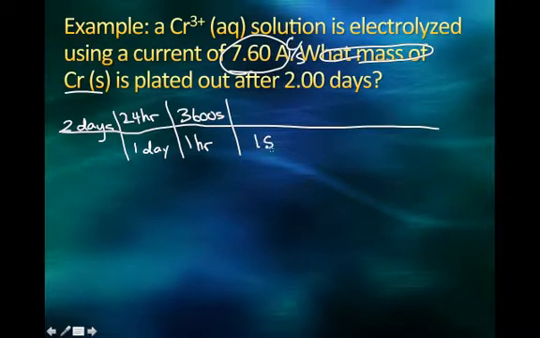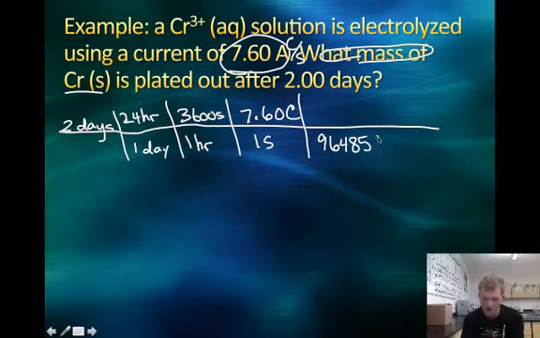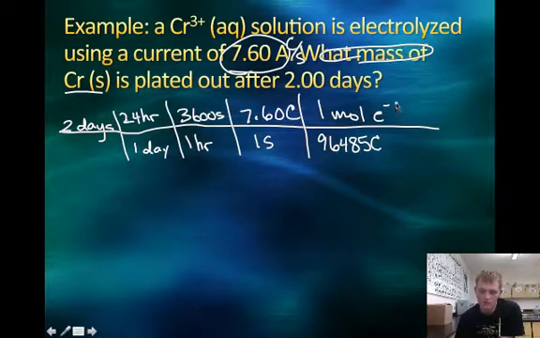We've got to change coulombs to moles now, right? That's what we're always after. How do we get to moles so that we can solve our problem? 96,485 coulombs per mole of electrons. And I said I was going to write the reaction, but I didn't. Chromium 3+ turns into solid chromium when we add 3 electrons to it.